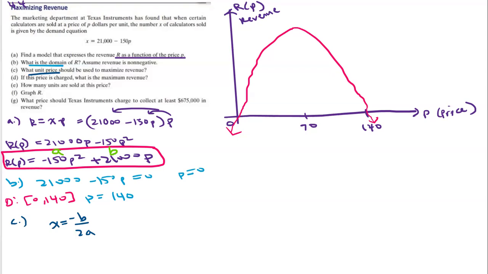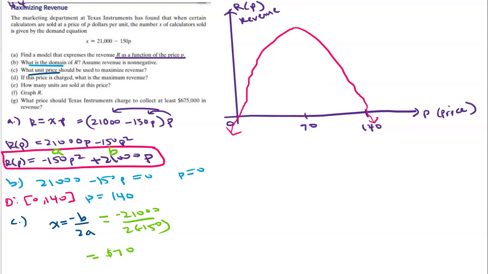So then we're just going to plug that information into our equation here. So we're going to have negative 21,000 divided by 2 times A, which is negative 150. So when we do that, we get $70. Just to save us some time. So $70, which I already have here, right?